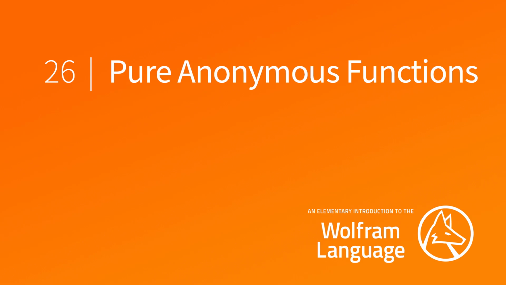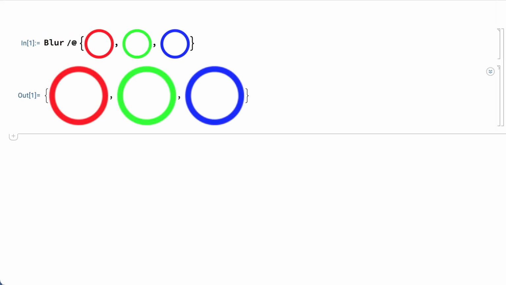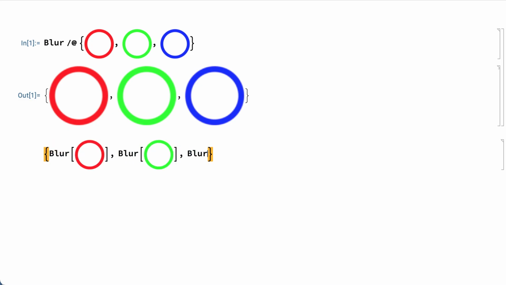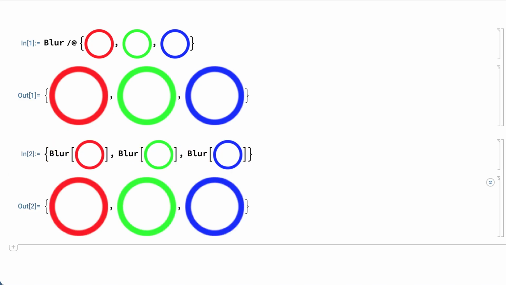Section 26 is about creating functions called pure functions or pure anonymous functions. To get started, consider mapping the blur function over a list of images. Using /@ to map the blur function over the list is the same as applying blur separately to each image in the list. That blurs the images a little bit, but the blur function also takes a second argument that says how much blurring to do.